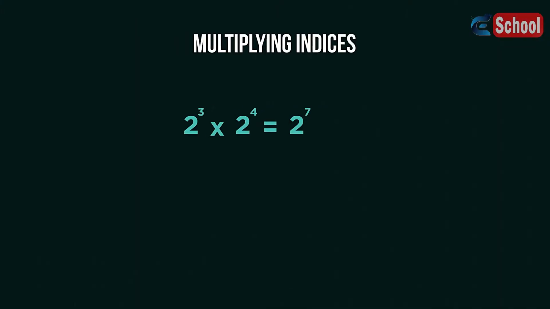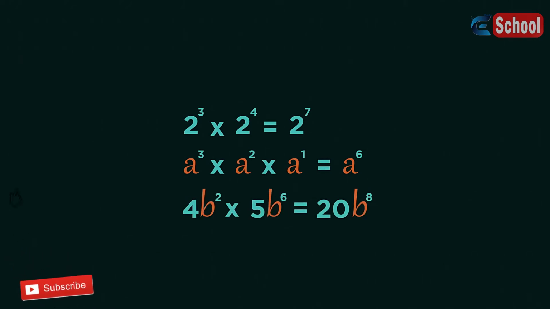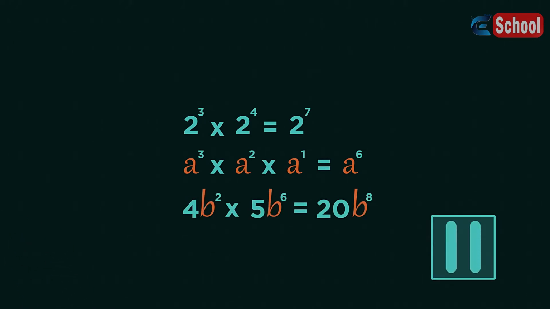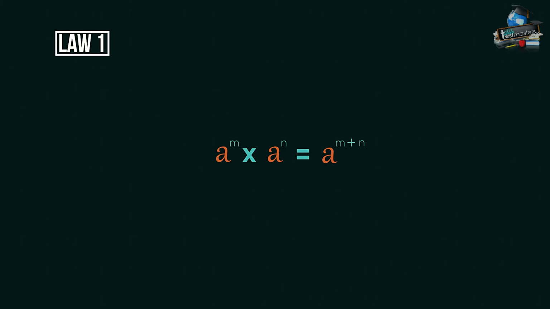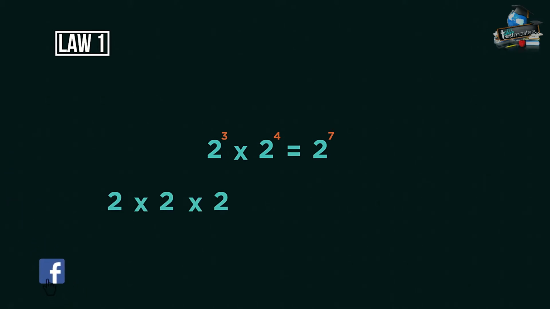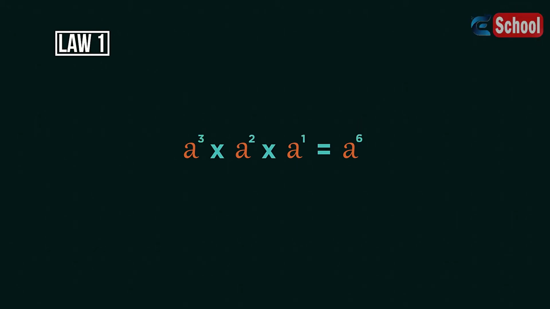Right, so multiplying indices. Look at how these are simplified. What do you notice? Hopefully you can see that when we multiply indices, we just add the powers together. So 3 plus 4 is 7, because really it is 2 3 times multiplied by 2 4 times, giving us 7 2s. And 3 plus 2 plus 1 is 6.